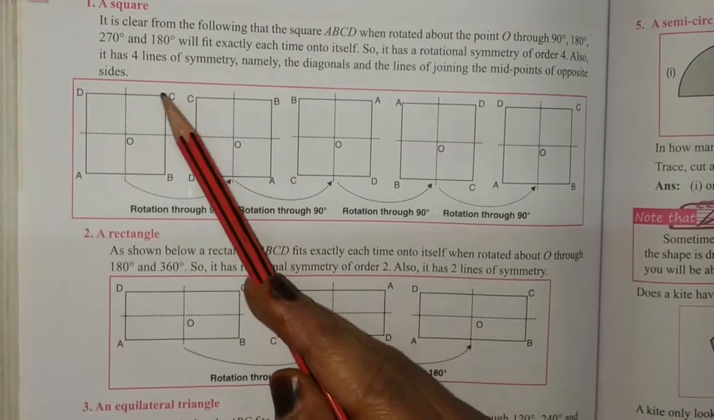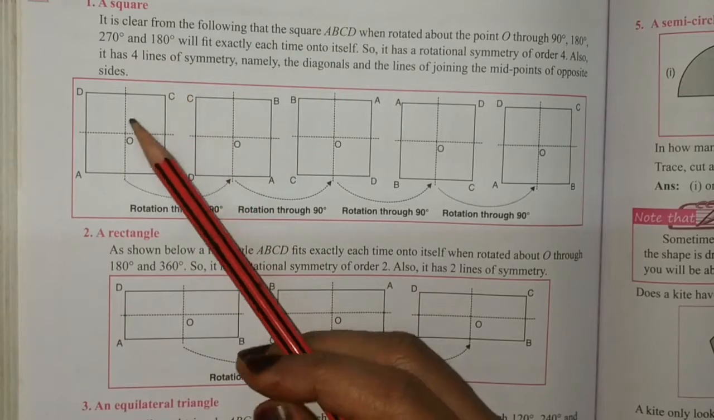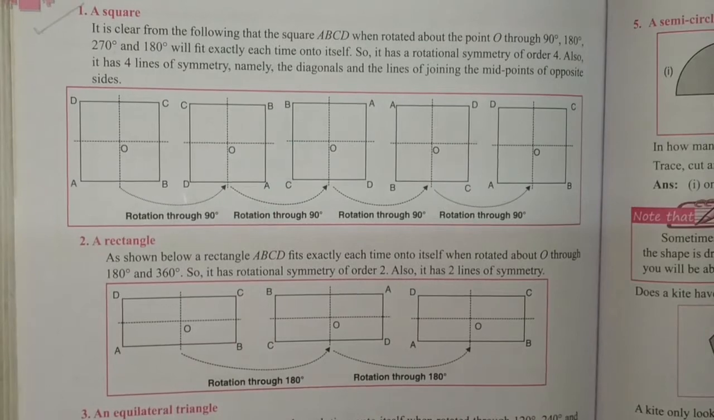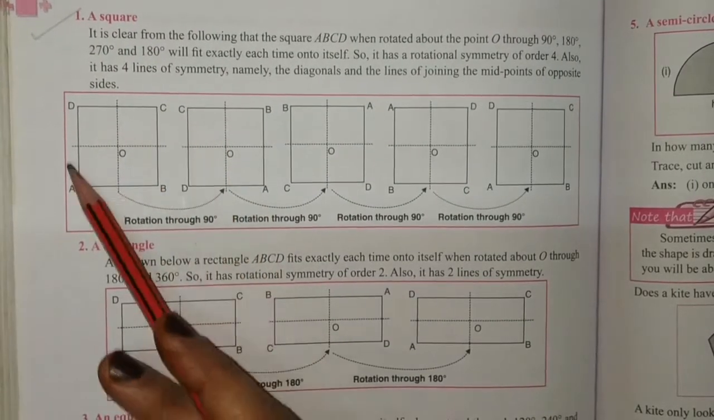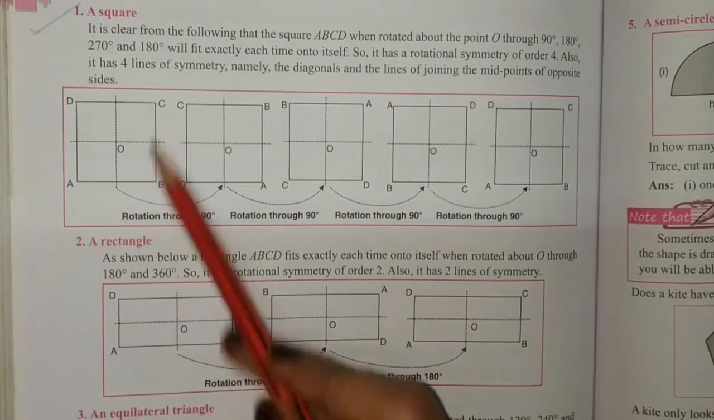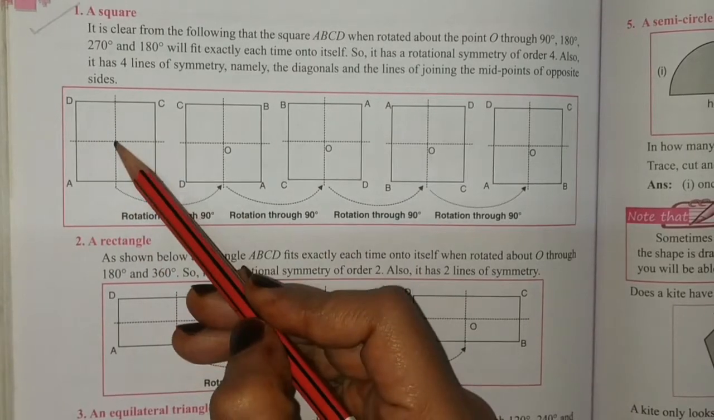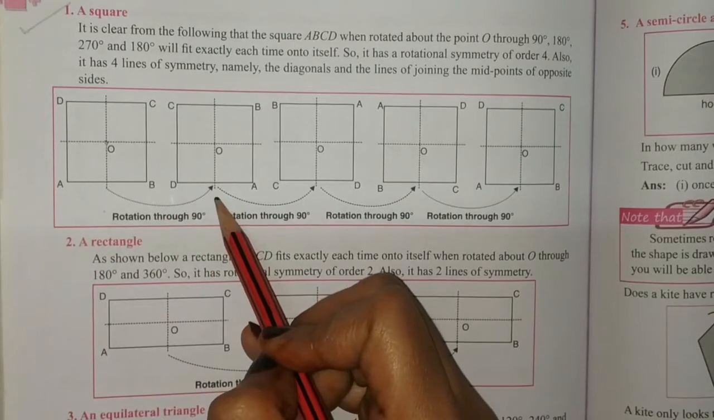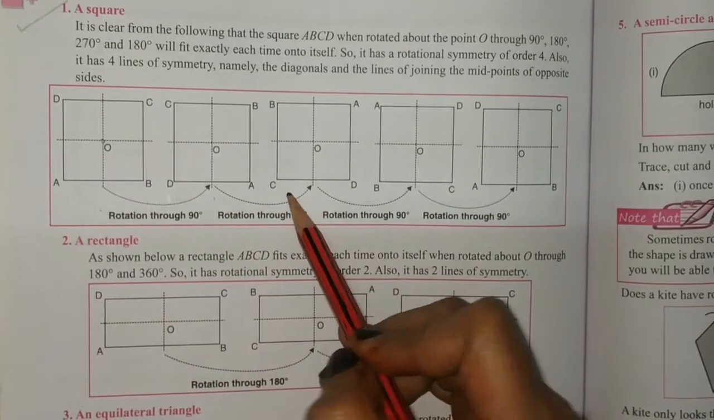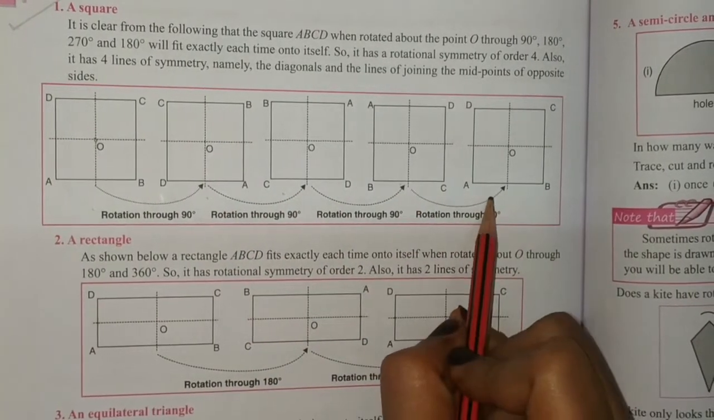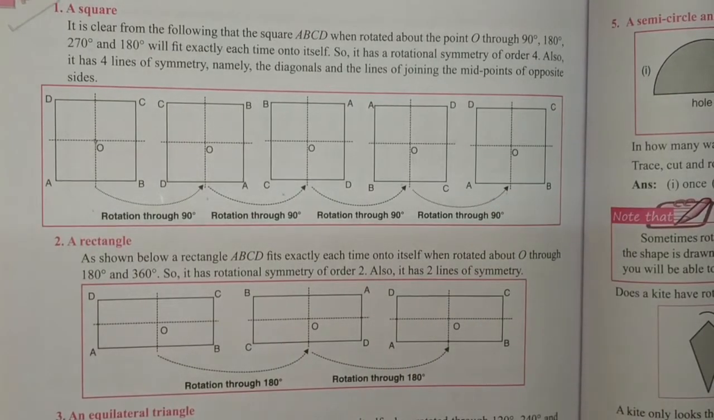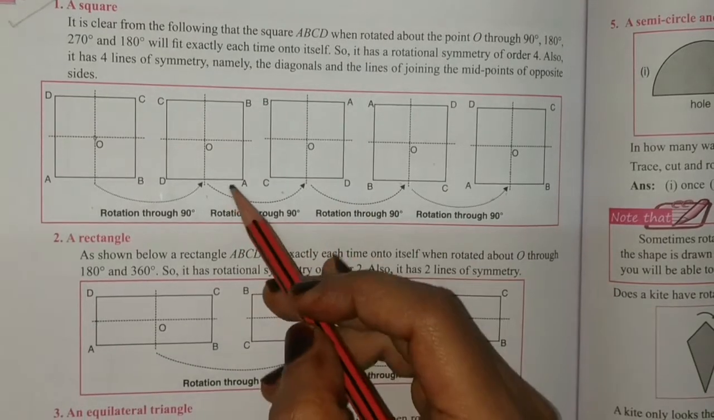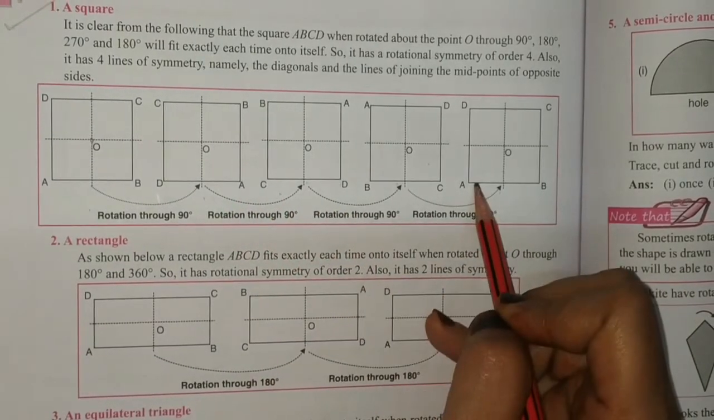So children, some figures have both rotational as well as reflection symmetry. So if you see the square, in a square all 4 sides are equal, diagonals are also equal. So here square ABCD is there. If you rotate it through its center, that is O, through 90 degrees, it looks like a square. Again 90 degrees, square, again 90 degrees, square, and the full turn also looks like a square. Means 1, 2, 3, 4, 4 times it looks like the original square. That means 4 is the order of symmetry.